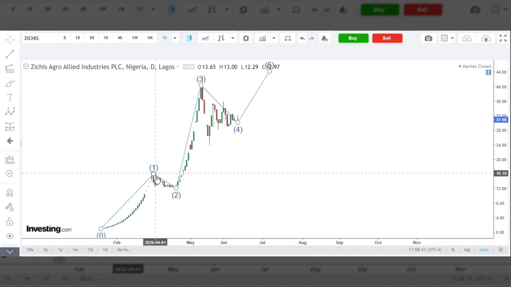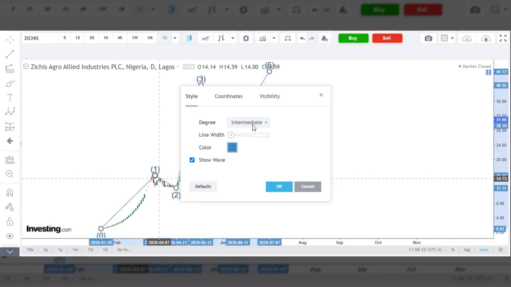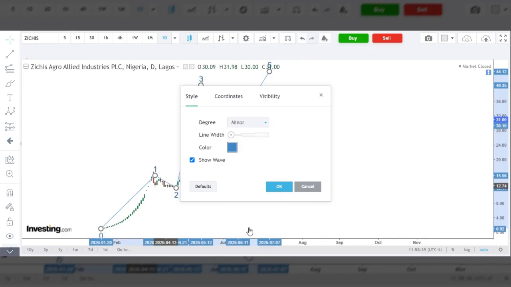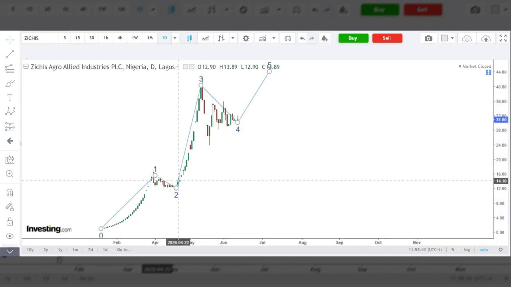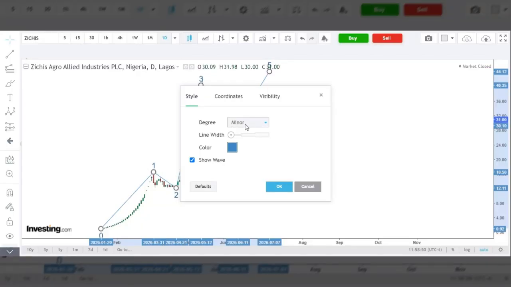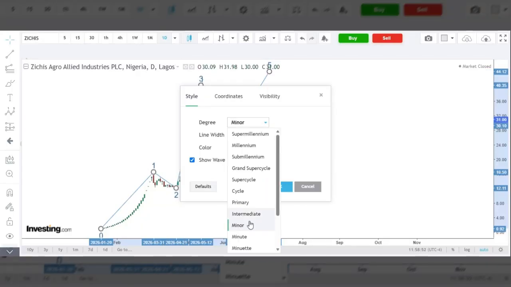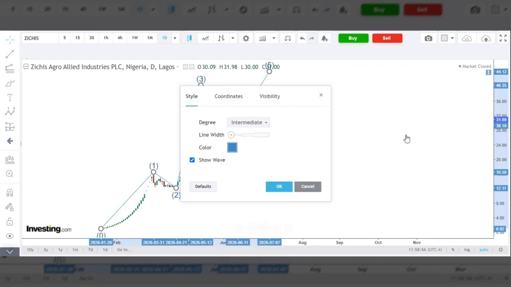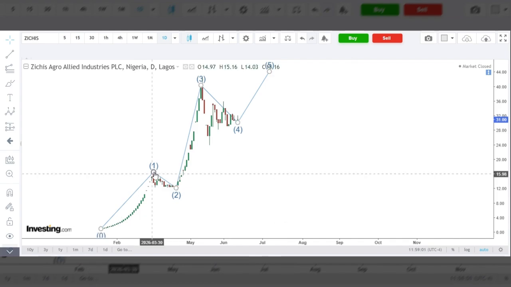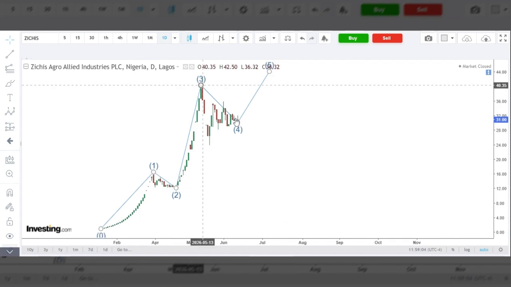First of all, I'm supposed to change this cycle, because intermediate cycle is for weekly charts, so I'll change it to minor. Right, I think I'm correct there. Well, it doesn't really matter. The important thing is that you're getting the wave count. Let me see if this is minute, hour. Okay, sorry, intermediate. I'll leave it at intermediate cycle then. All right. So this is 1, 2. This is end of 3, and this is 4.